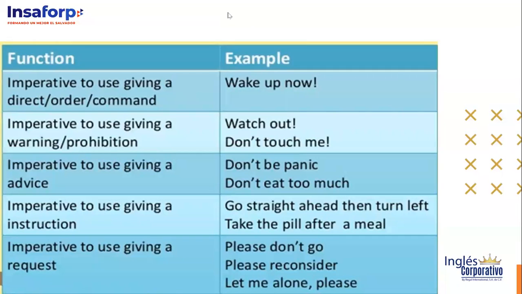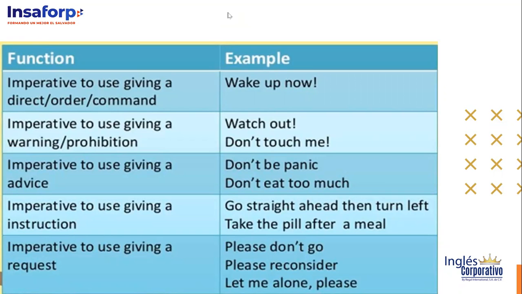Imperative to use, giving a warning, prohibition. Example: watch out, don't touch me. So we use the imperative to give a warning or prohibition. Watch out. Don't touch me. Okay, let's continue with the next imperative.